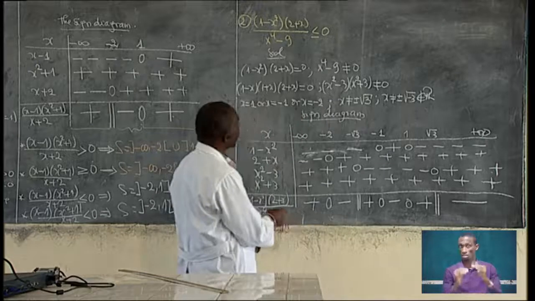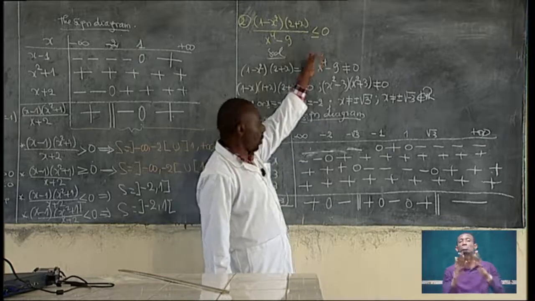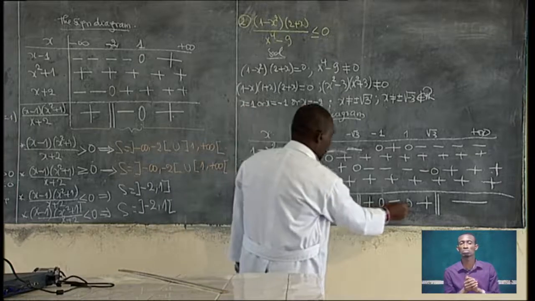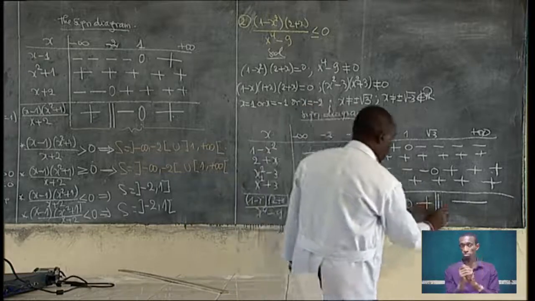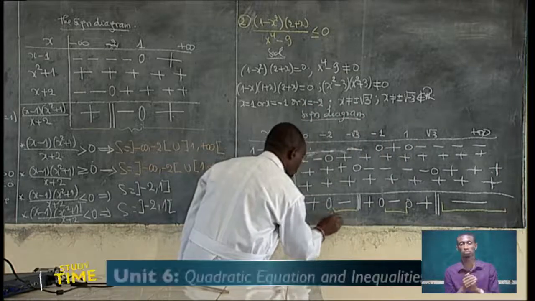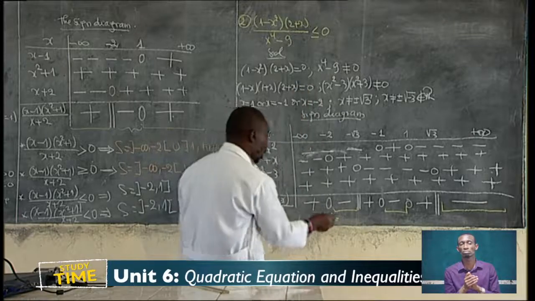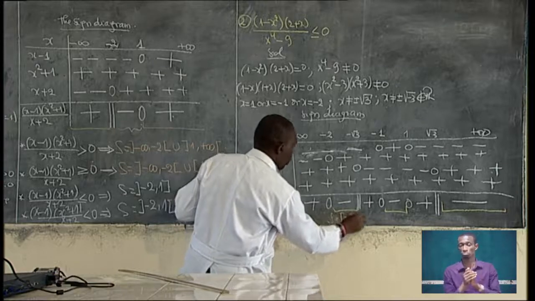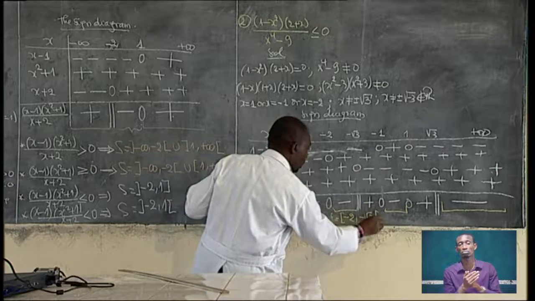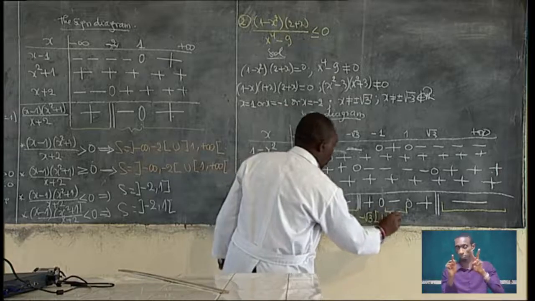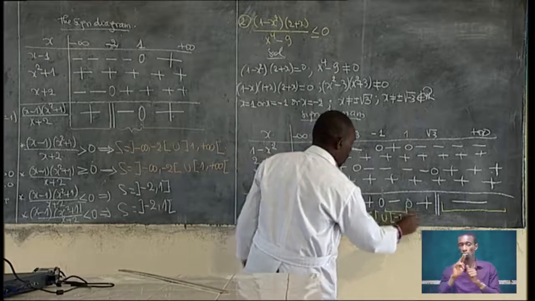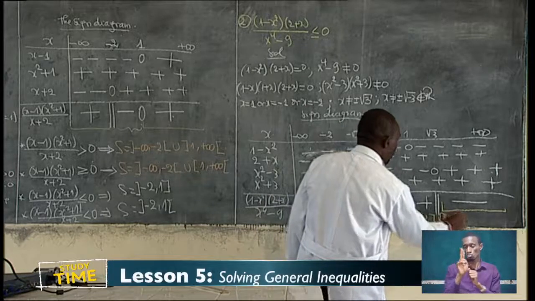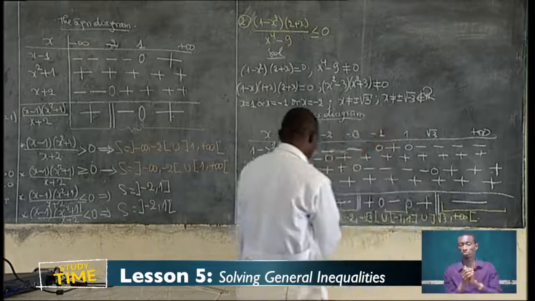The inequality is less than or equal to 0, meaning that I need this interval, this one, and also this one. So the set of solution will be from -2 up to minus root of 3, opened, union from -1 up to 1, union square root of 3 up to positive infinity, open there. That is the set of solution.